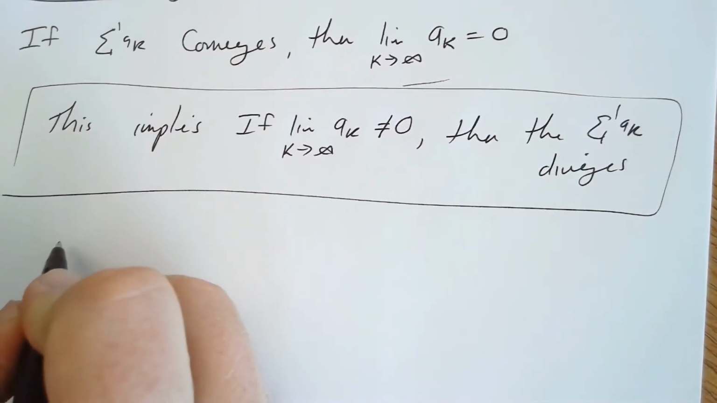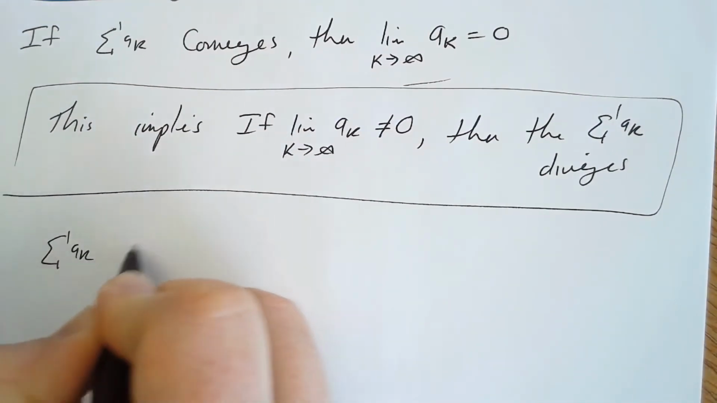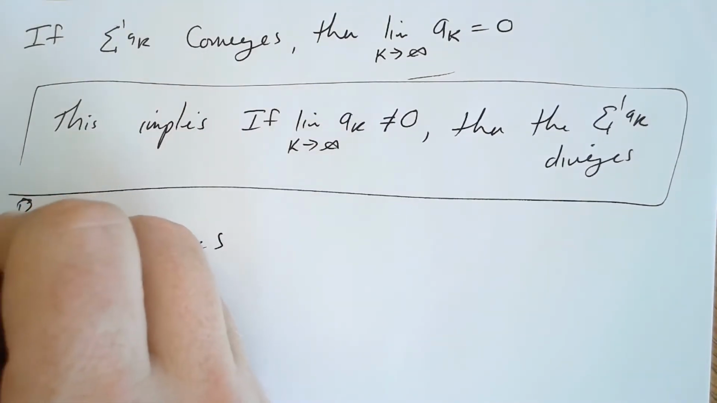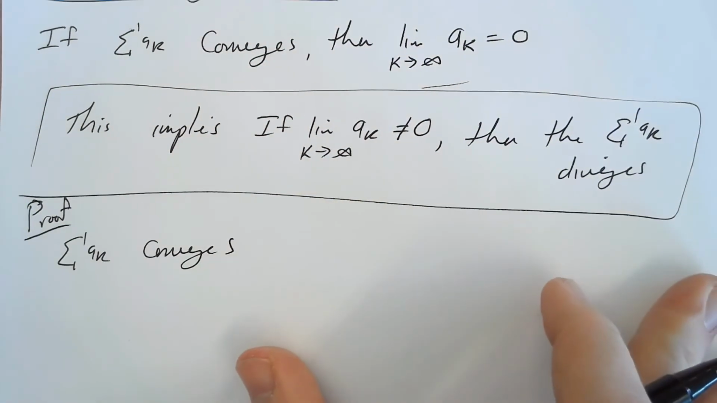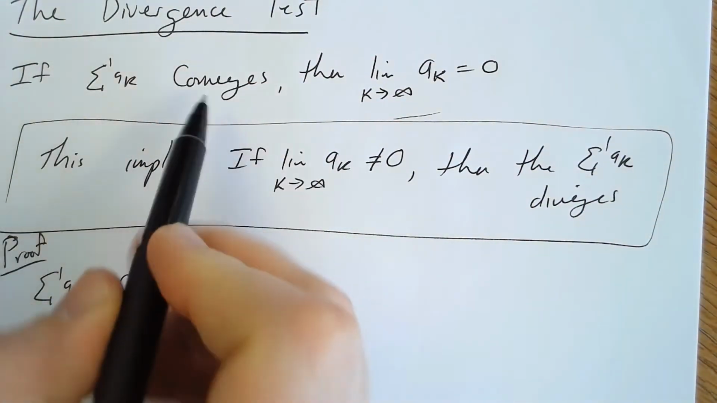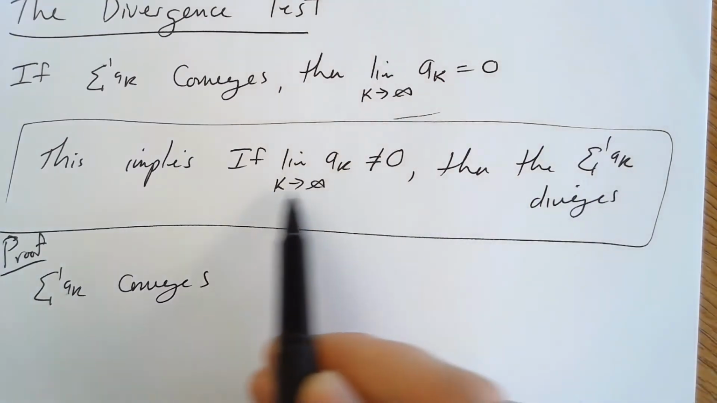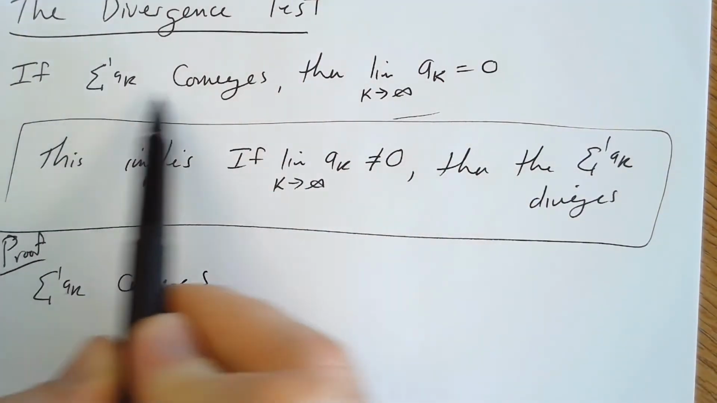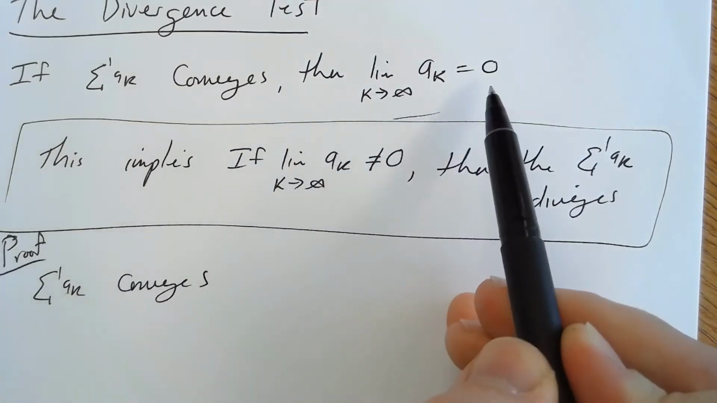So if we assume that we have the summation of a sub k converges, okay, so this is our proof of this. I'm starting with this statement right here. This is not something I can prove directly; it is proved by the contrapositive logical rules. I'm going to start with this and come to the conclusion that this is then also true.